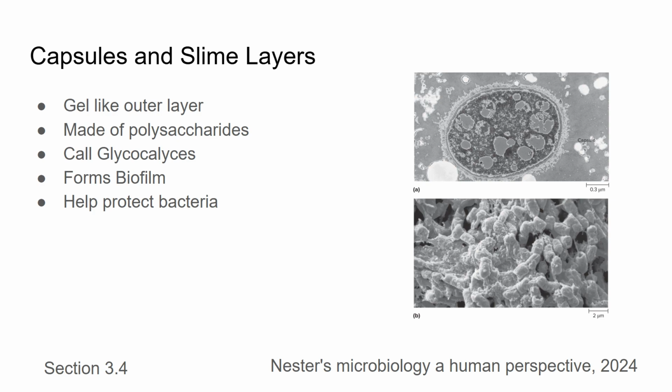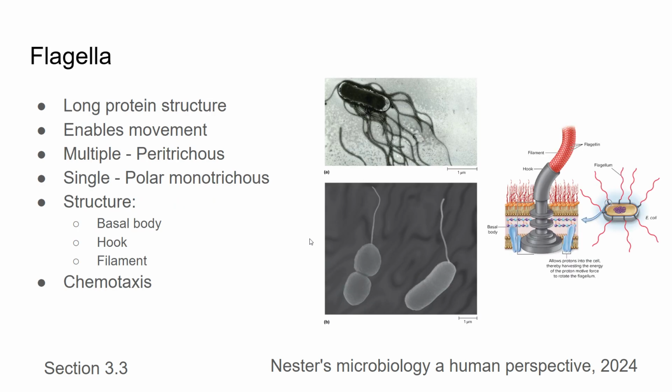These little slime layers, these capsules, can help form biofilms. Now, biofilms allow these bacteria to attach to places they normally couldn't. One example is on your teeth. The plaque you have is typically a biofilm that allows bacteria to survive there. It also helps protect the bacteria from your body's immune system. So it prevents phagocytosis of the bacteria cell, so they can't be eaten by your body's defenses.